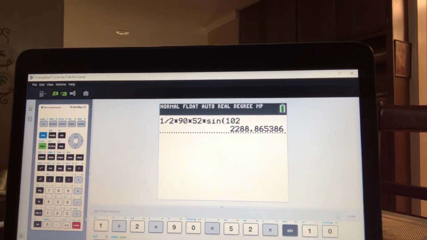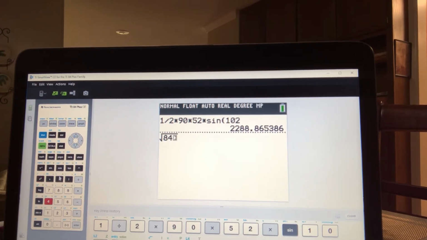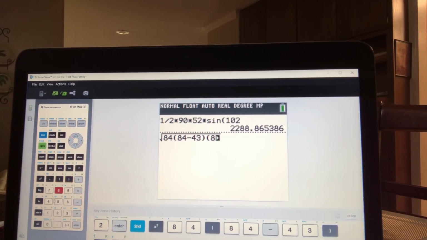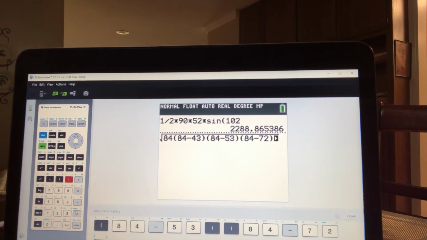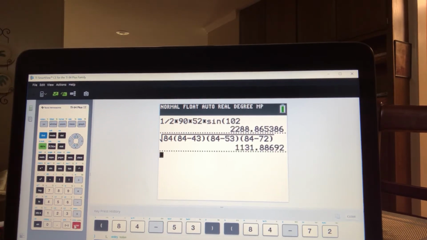Okay, so just be careful because it is a long formula. So it's a square root symbol. We need the 84, the semi-perimeter, times, and then each one, 84 minus 43 times 84 minus 53 times 84 minus 72. And if you get one little parenthesis in the wrong spot, of course, it messes everything up. So just be careful that you do it exactly like so. And that's what you should get.